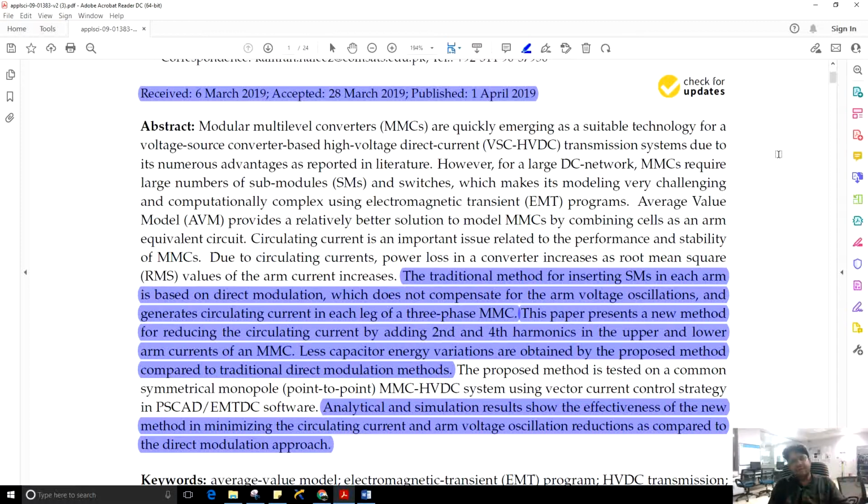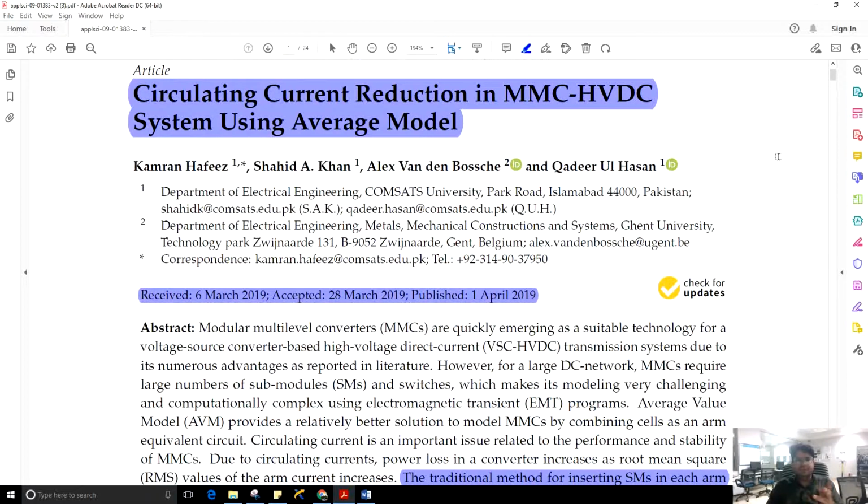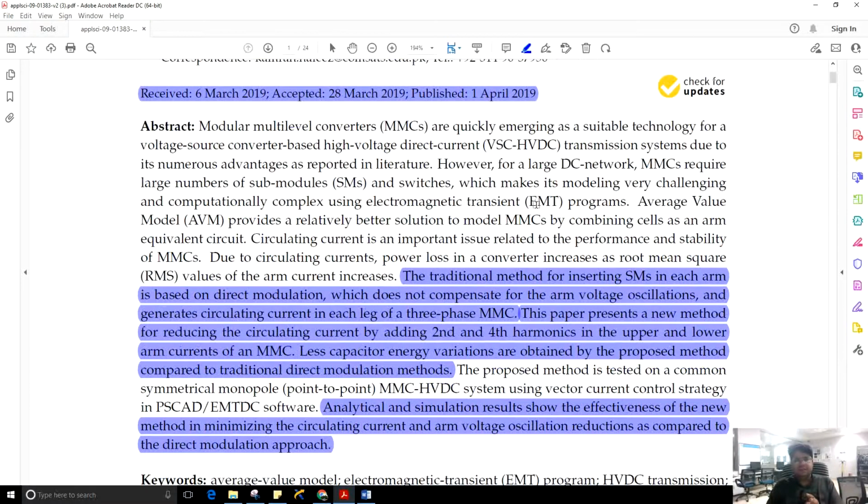To overcome these drawbacks, researchers are looking for more efficient yet simplified and accurate models to replicate the behavior of MMC. So one of these models is average model or aggregate model, which is used in this paper. As compared to DSM model, this model has reduced computational burden and increased simulation time step. So simulation will be faster in this average model. Alright. Average value model provides a relatively better solution to model MMC by combining cells as an arm equivalent circuit.